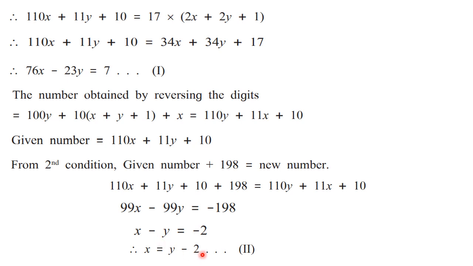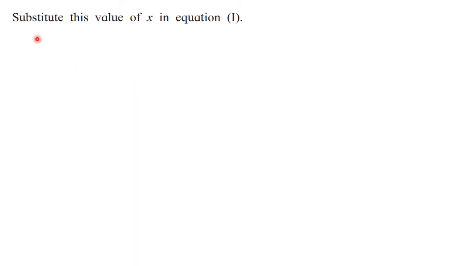Now here they have used the substitution method. In solved examples you will find that different methods are used everywhere. So x is expressed in the form of y minus 2. Now here this we can substitute here. Okay, so let us see. So substitute this value in equation 1. So see here, in place of x it is written y minus 2.